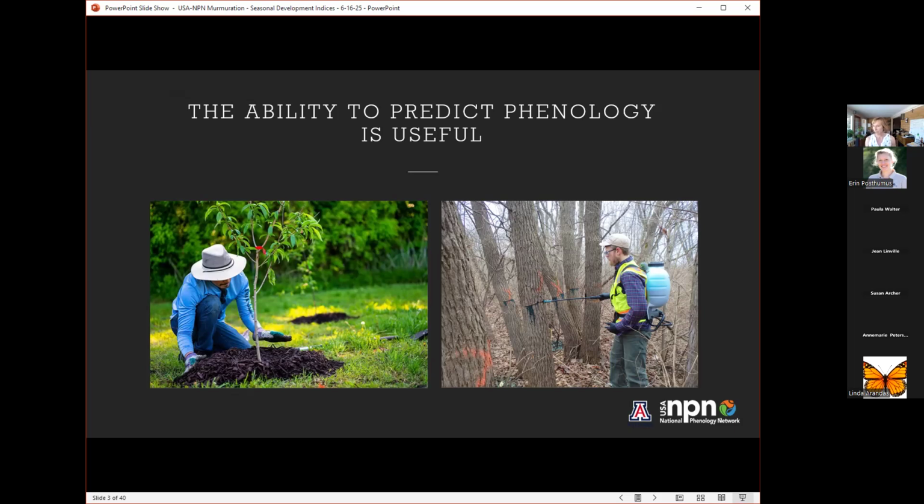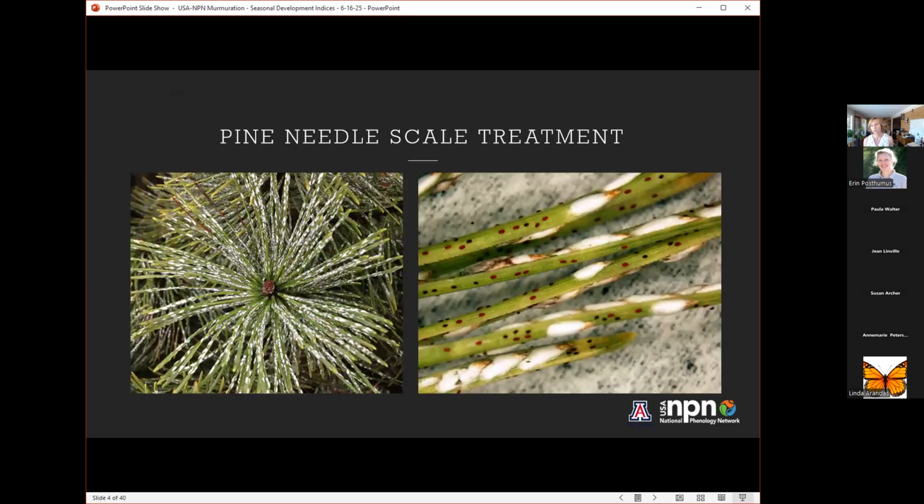Invasive species and pest management is another really concrete example, and I'm just going to walk you through one example. There are these insects called scale insects that can do all sorts of damage. There are lots of different kinds of scale insects. This particular example is the pine needle scale, and it's actually native. It's not an invasive, it's not been introduced.